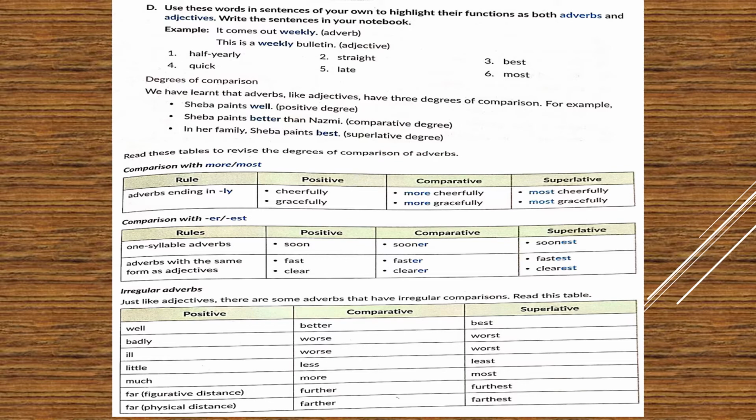Now there are some irregular adverbs also. Just like adjectives, there are some adverbs that have irregular comparisons. For example, well becomes better and best. Badly becomes worse and worst. Little becomes less, least. Much becomes more, most. Far, farther, farthest. And if there's a figurative distance, then we say further, furthest.